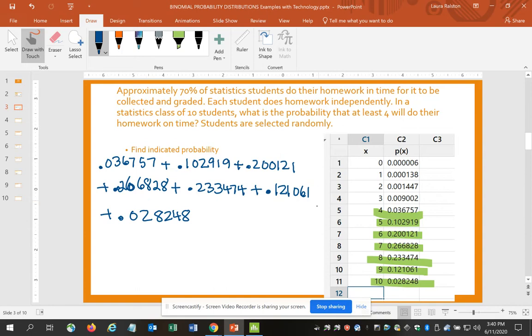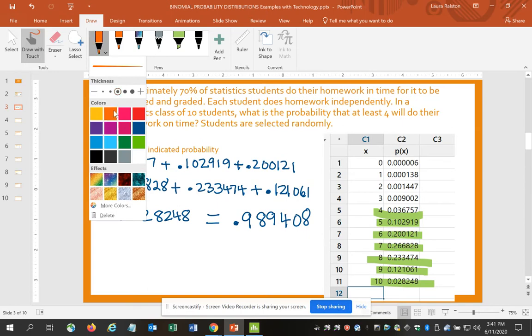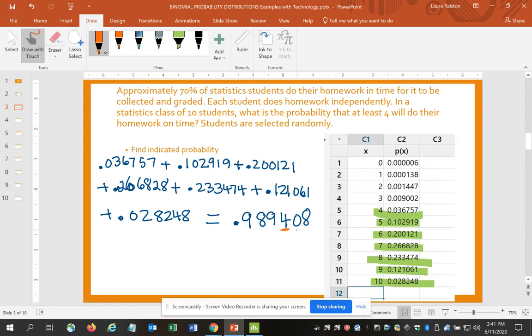Okay, so when I get all of those added together, this totals 0.989408. And you're typically asked to round to 4 decimal places. So notice that the number 4 is in the 4th place. Next door is the 0, so it stays the same. So my answer is 0.9894. Or if you want it as a percentage, that's about 98.94%. The decimal value is okay because it asked me for the probability. Okay, so there's about a 98.94% chance that at least 4 students will do their homework on time for it to be turned in and graded.